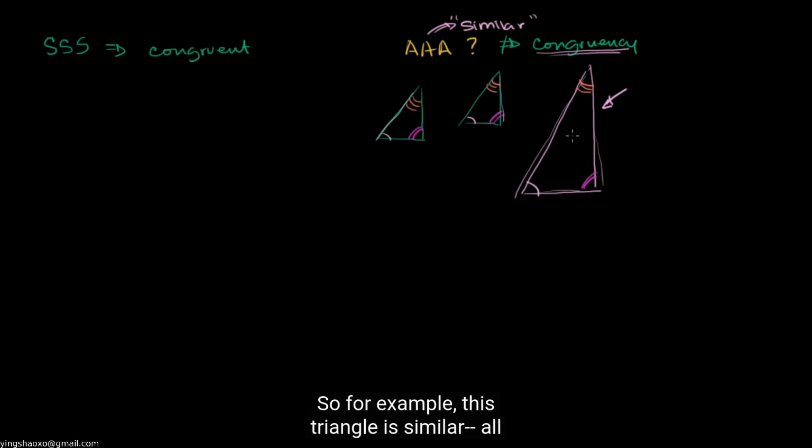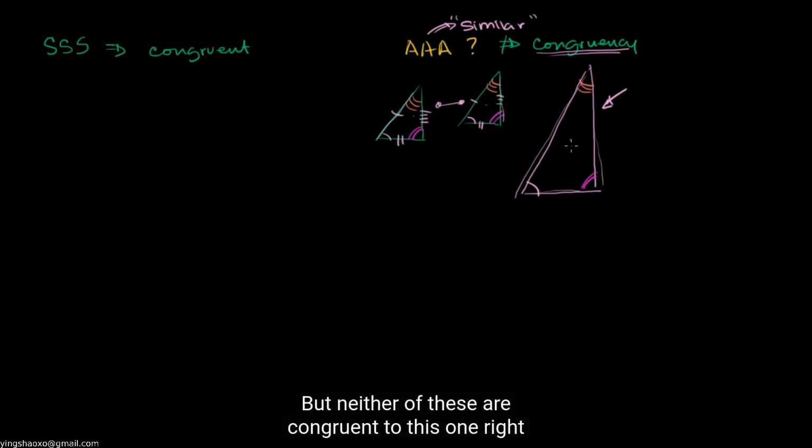So for example, all of these triangles are similar to each other, but they aren't all congruent. These two are congruent if their sides are the same. I didn't make that assumption, but if we know that their sides are the same, then we can say that they're congruent. But neither of these is congruent to this one right over here, because this is clearly much larger. It has the same shape, but a different size. So we can't have an AAA postulate or an AAA axiom to get to congruency.